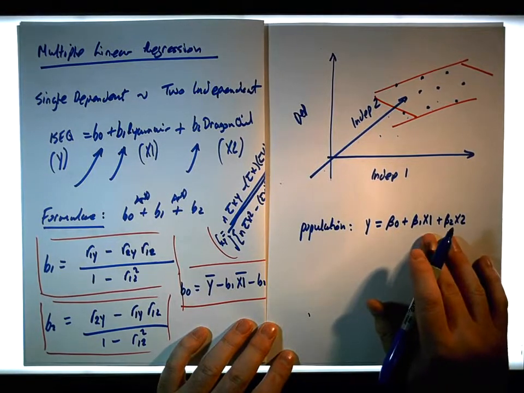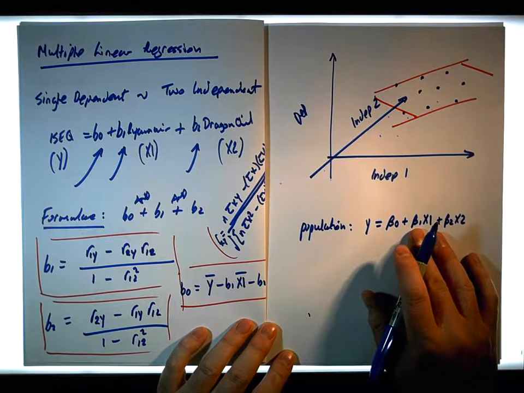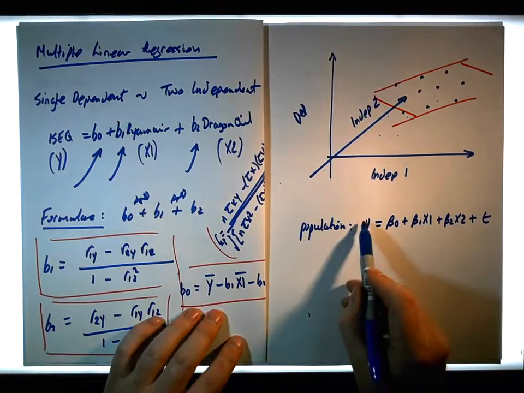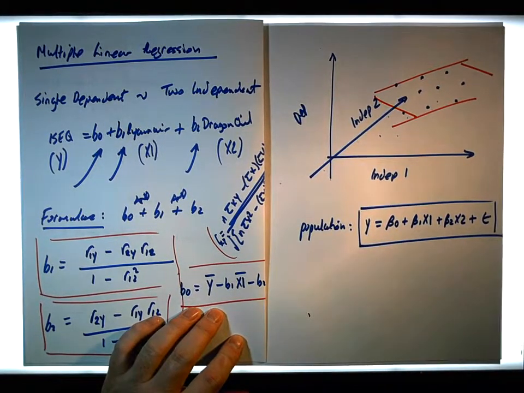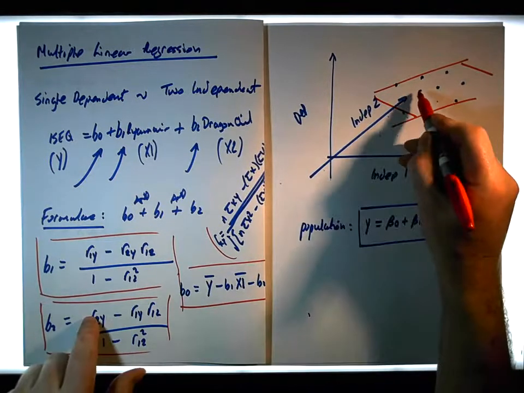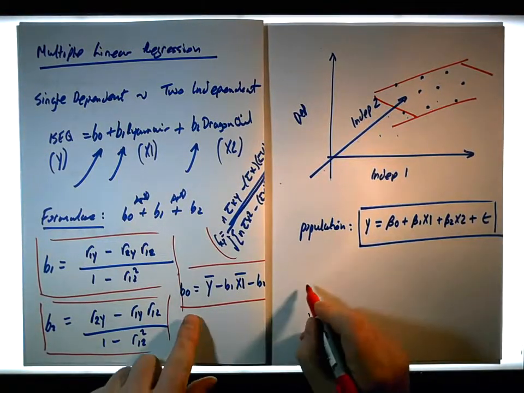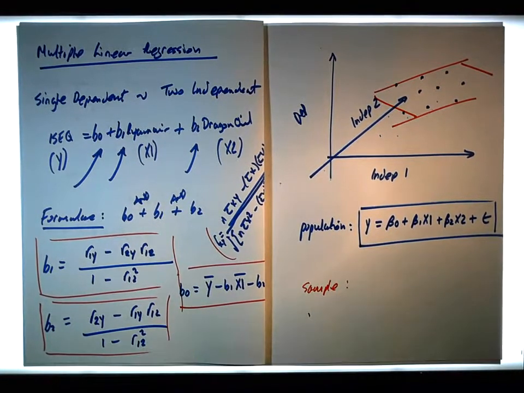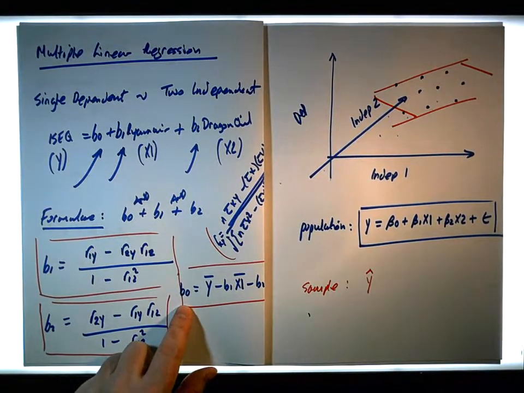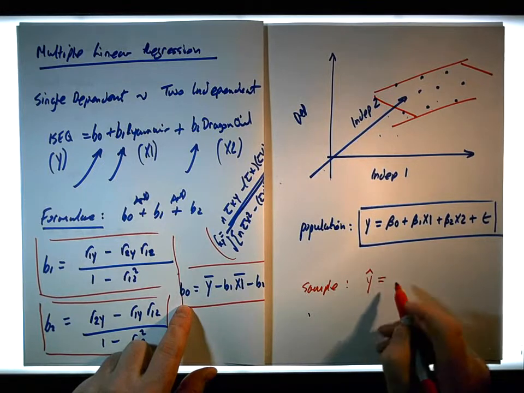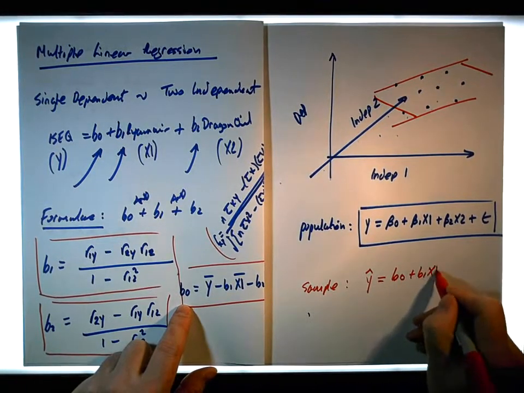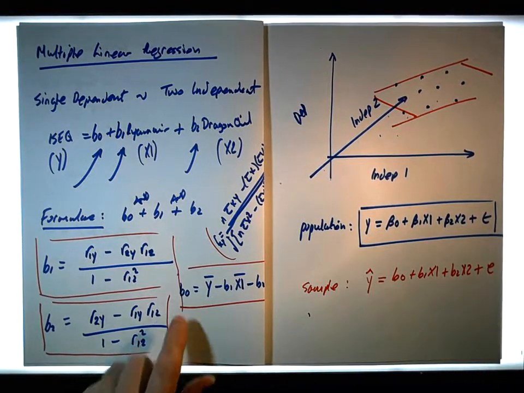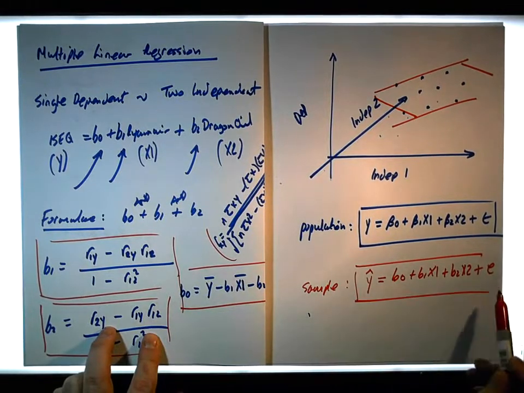In general, not all the points are going to be on the plane, so there's going to be some error, and let's call that epsilon. This is what we're trying to understand. What we're going to do is sample from that particular three-dimensional space, and build an estimate of the y, which is going to have a b0 plus a b1 times the first independent variable plus a b2 times the second independent variable, and we recognize that there's going to be some error in the model. This is really what we're trying to do.